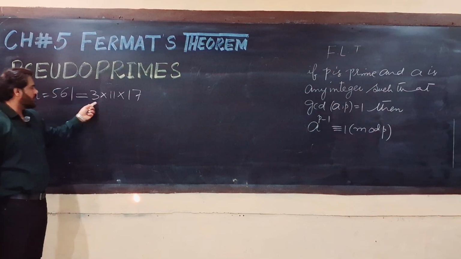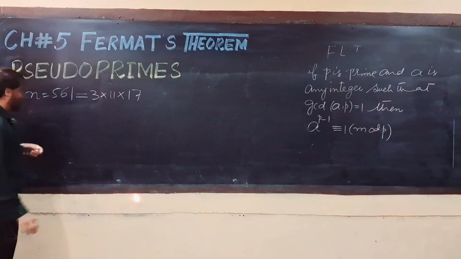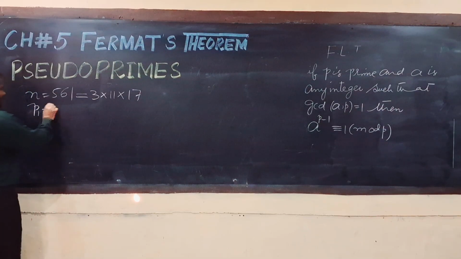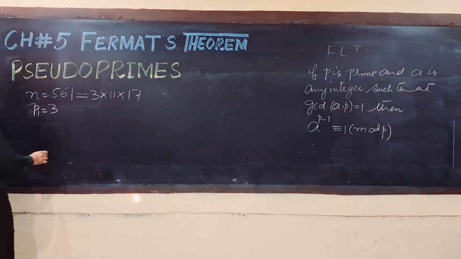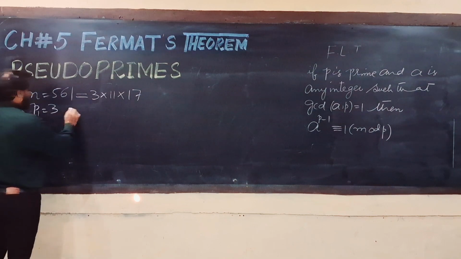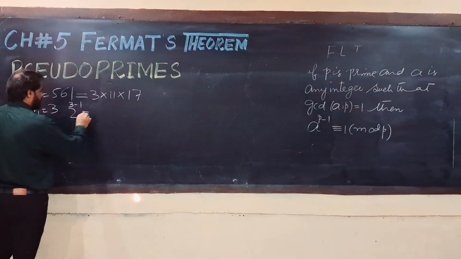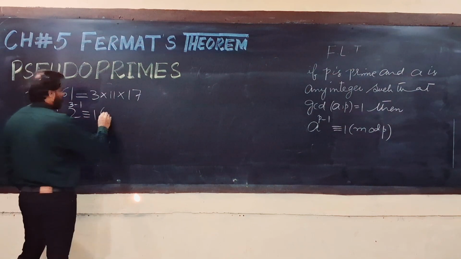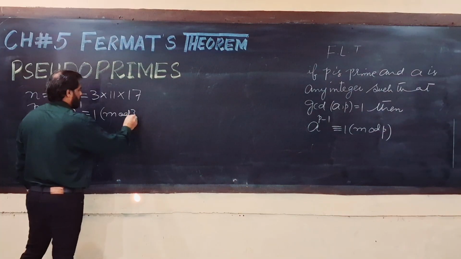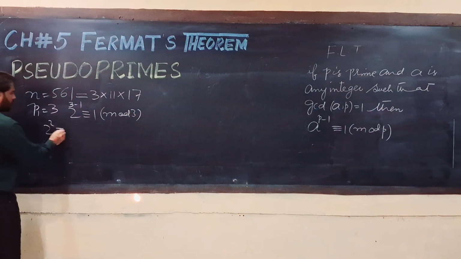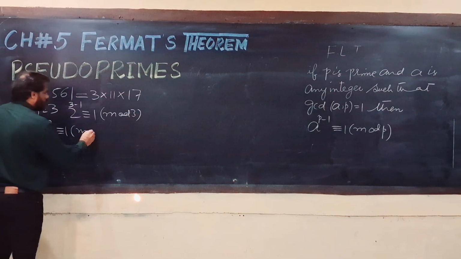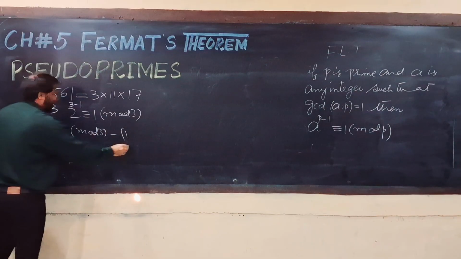When we use Fermat's Little Theorem for the first prime number, that is p1 equal to 3, according to Fermat's Little Theorem for base 2, we have 2 raised to power 3 minus 1, this is congruent to 1 modulo 3. That is 2 raised to power 2 is congruent to 1 modulo 3. Say this is congruence 1.